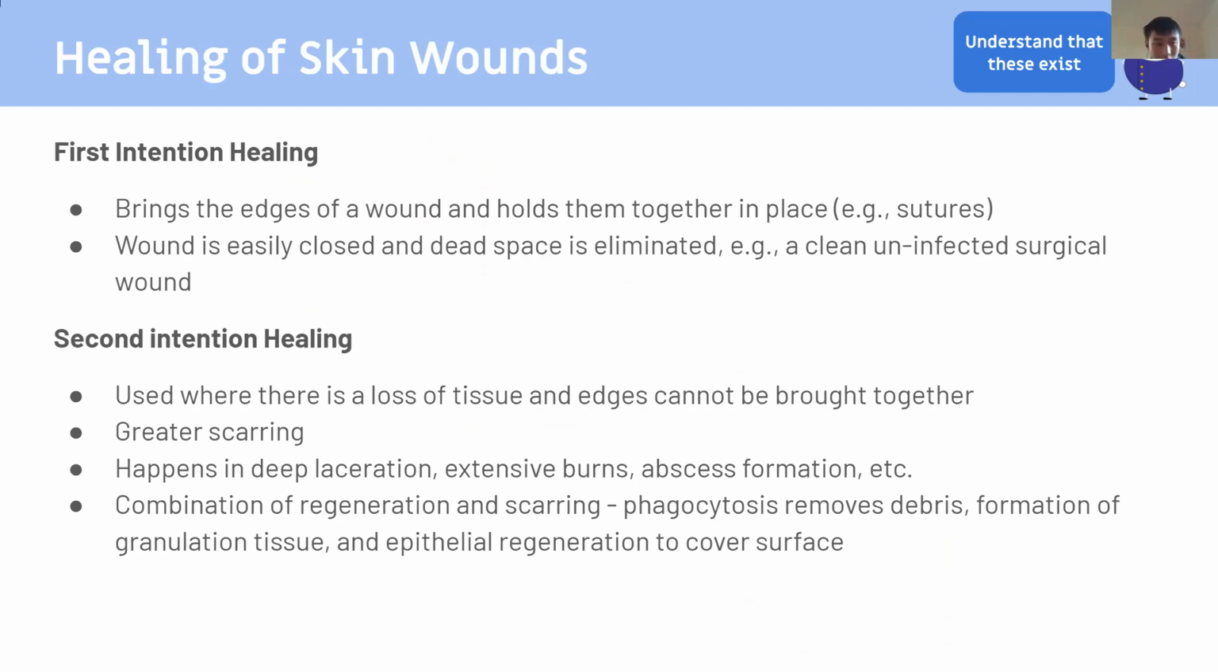Second intention healing is where there's a greater loss of tissue and the edges can't be brought back together. So in this case, you might have a bit more scarring, and this might happen in deep lacerations, deep cuts, or extensive burning, or where abscesses are forming. So there'll be a combination of regeneration and scarring instead. You have phagocytosis by your macrophages and other cells, which removes debris, and formation of granulation tissue, and then epithelial regeneration, which is similar. Hopefully this will become a bit clearer with the diagram on the next slide.